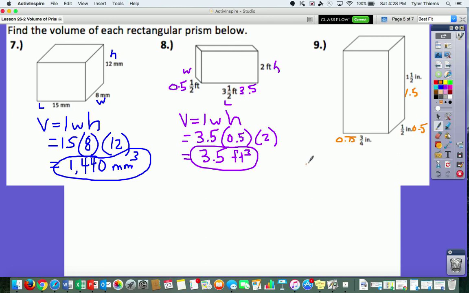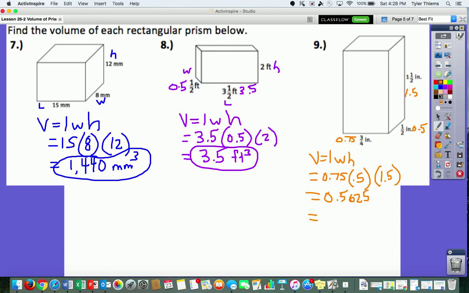So we're plugging in our numbers into our formula. Volume is equal to length, width, height. Our length is 0.75. Our width is 0.5. And then our height is 1.5. Use your calculator. You multiply all of those, and you should get 0.5625.